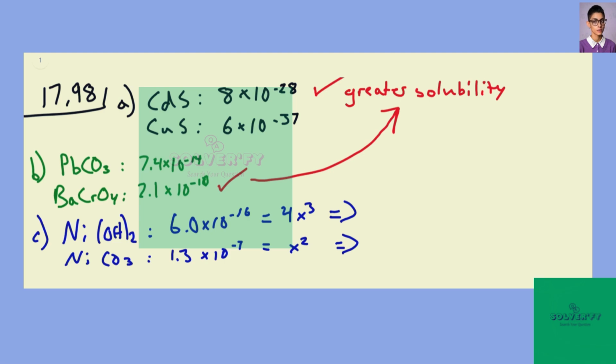So if we calculate x by dividing the Ksp by 4 and taking the cube root, we get 5.31 times 10 to the negative 6 molar. And for nickel carbonate, we get 3.61 times 10 to the negative 4 molar. So we see that nickel carbonate has the higher molar solubility. So Ksp and molar solubility do correlate in this example.